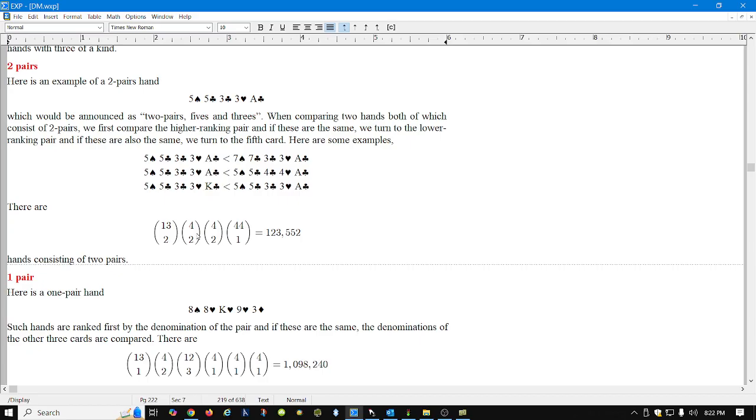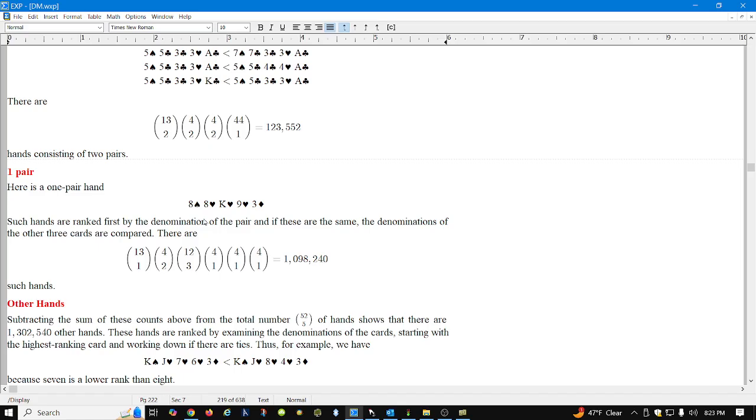So for 2 pair hands, of the 13 denominations, choose 2 of them. Then for each of those denominations, you have 4 cards, pick 2 from each. Now you have to set aside 8 cards in determining the 5th card, because you don't want to end up with a full house. So there are 44 cards that are neither 5s nor 3s in this example here. Choose 1. 123,552 hands that are 2 pairs.